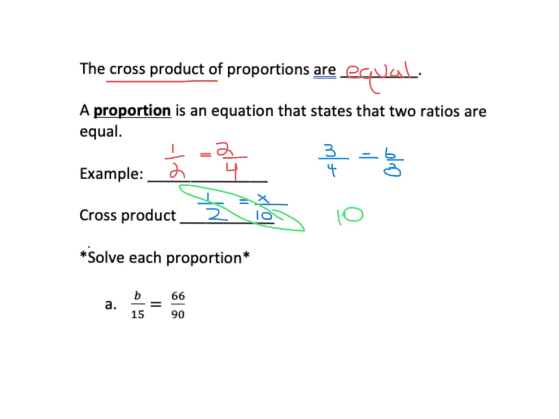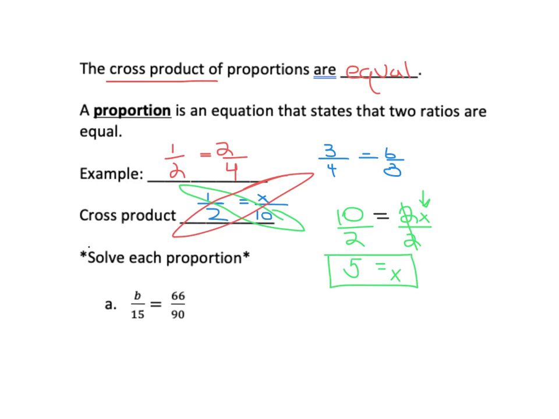Now let's go the other direction. 2 times x is 2x. And I'm going to set these equal to each other. So 10 equals 2x. Now our last step when you take a cross product is to divide by the number in front of your variable. So that's 2. So we'll divide each side by 2. And we would get 10 divided by 2, which is 5, equals 2 divided by 2 is 1. So we would get 5 equals x.